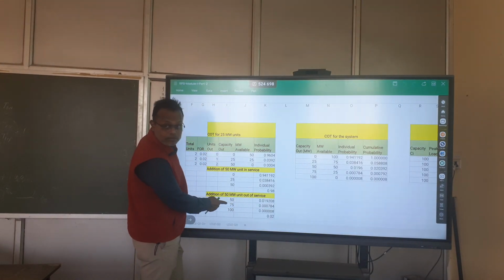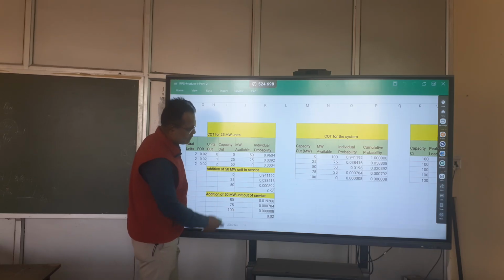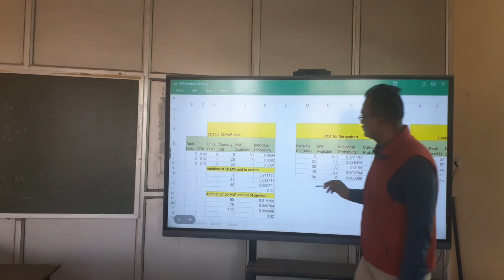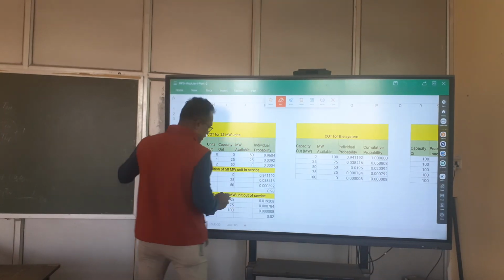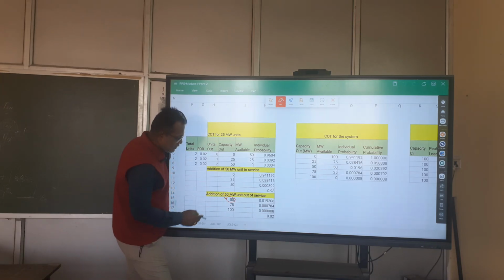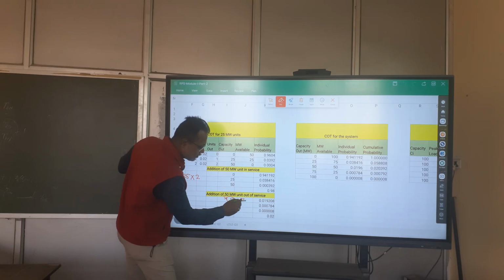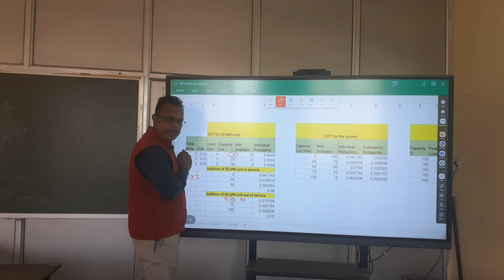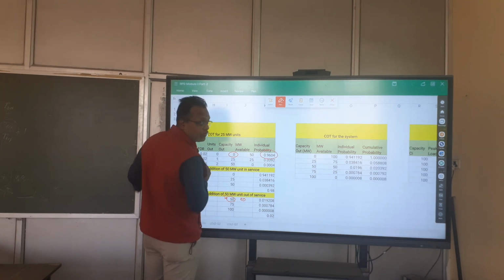Which one? This one? Yes sir, that one I understand though. This is 50 megawatt out of service. Yes, sir. But out of this, 225 megawatt, there are 225 megawatts also. Yes. So none is out. So available capacity is 50. Yes, sir. Now the question is, here none is out. The probability is 0.9604.